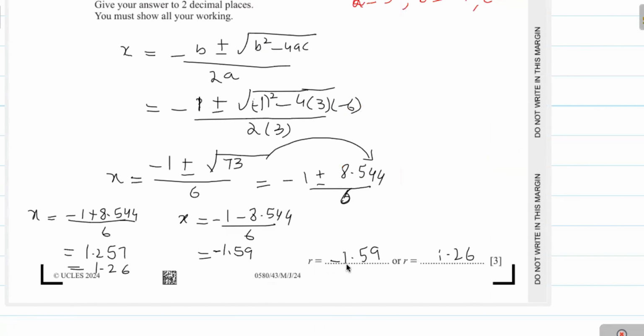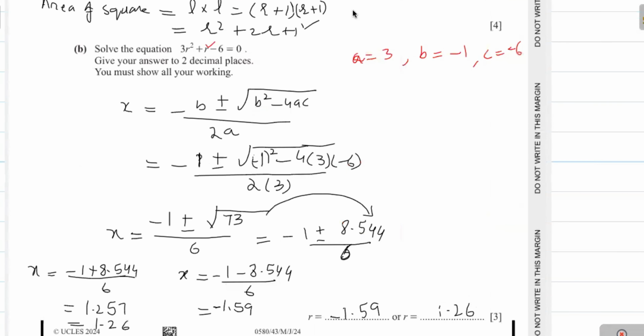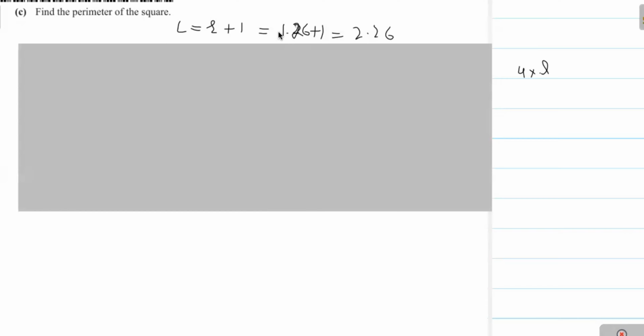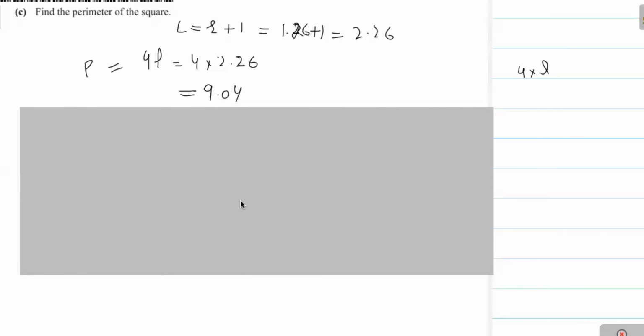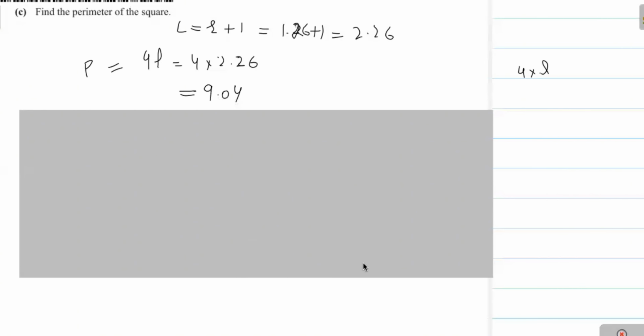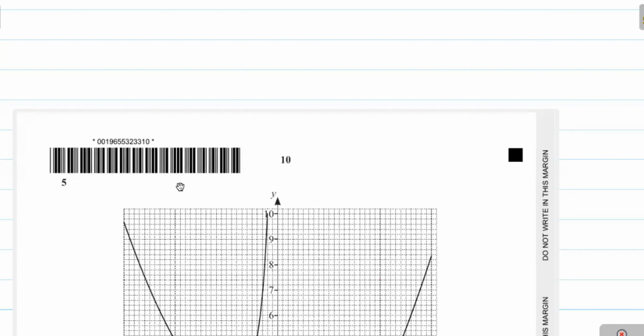This is a negative value, we will not take it, and this value 1.26 we will take. Therefore, r is 1.26, plus is written as it is, plus 1 is written as it is. Now this value is equal to 2.26. Now the perimeter equals 4 multiply length. Therefore, we will write 4 multiply 2.26. Therefore, this value will be equal to 9.054. This is the answer.